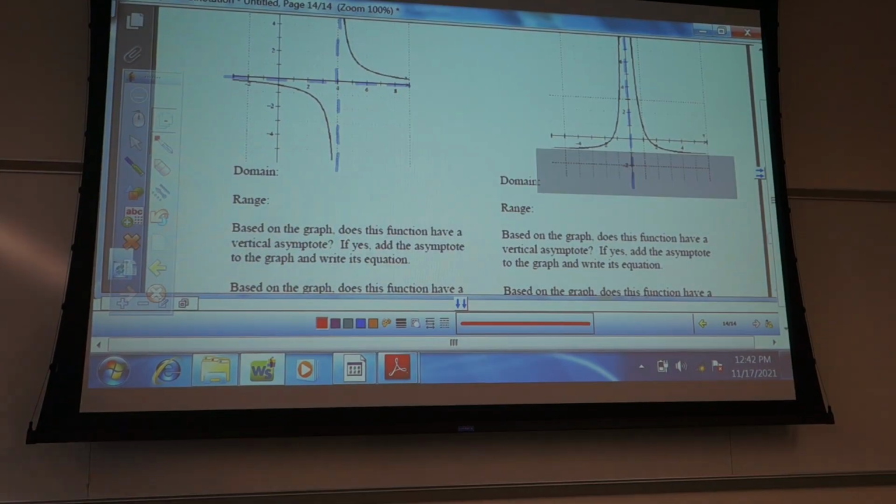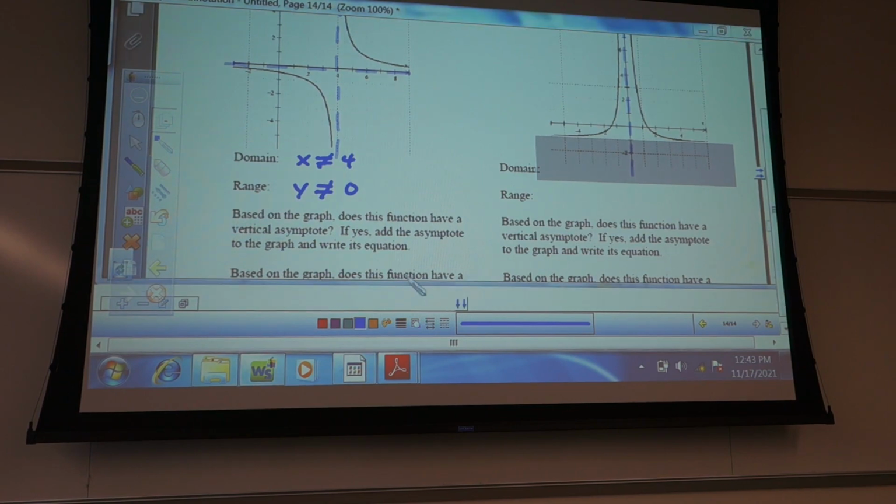So the first one is a little more straightforward, right? What can x not be? X can't be 4. Everyone kind of see that one from the picture? And my range, y can't be what? 0. Yep, y can't be 0. So what are my asymptotes then? My asymptotes are x equals 4 and y equals 0.